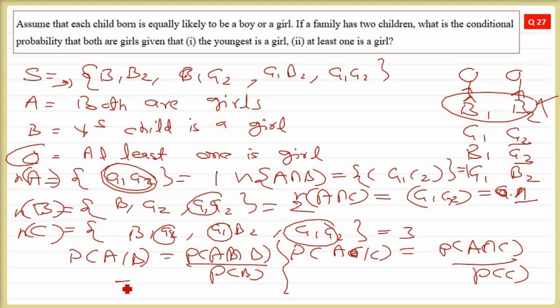Now put it in the question. P(A intersection B) is 1. P(A intersection C) is 1. What is P(B), which is the number of elements in B? I'm just making it as N. Number of elements in B, we have already computed, is 2. Number of elements in C is 3. So 1 by 2 and 1 by 3 are the respective probabilities.